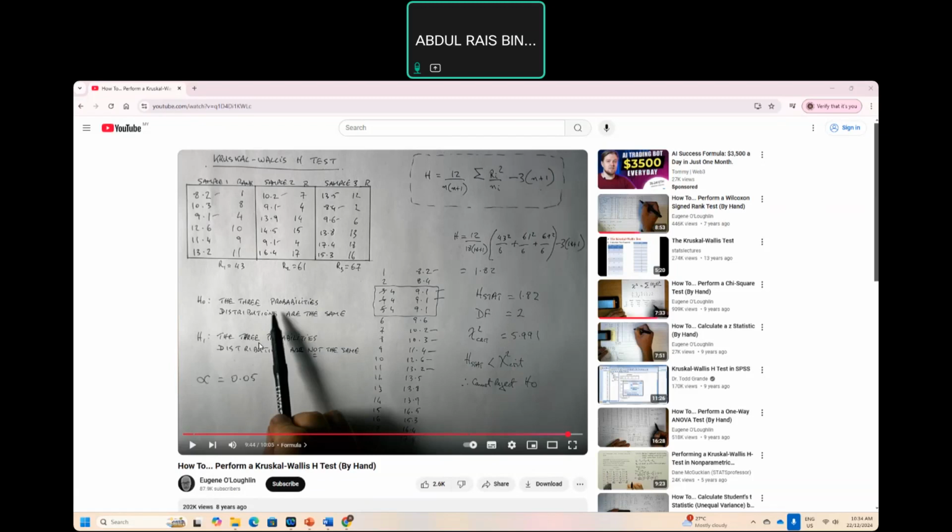So itu perbezaan ketara ya antara Mann-Whitney U, Wilcoxon's versus H-stat. Sorry, Kruskal-Wallis. Kruskal-Wallis, H-stat perlu lebih tinggi pada critical value while the other two perlu lebih rendah. Itu perbezaan ketara. Okay.